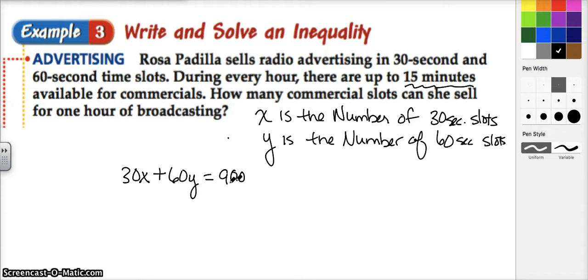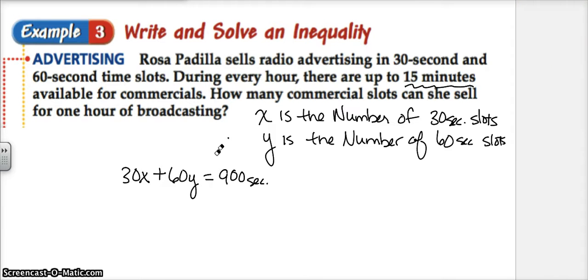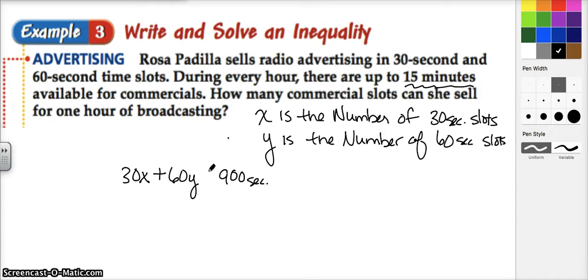Now, that's 900 seconds, and this doesn't have to equal. She can sell less than. We want to know how many she can sell, so this has to be less than or equal to. She can sell less, or she can sell all of the slots, right? So this is the inequality that we're going to work on. We want to know how many commercial slots she can sell for 1 hour of broadcasting.